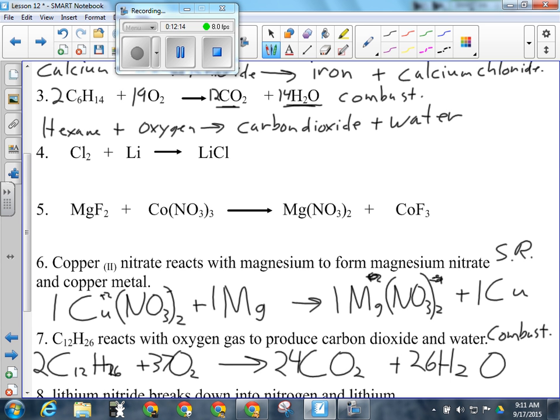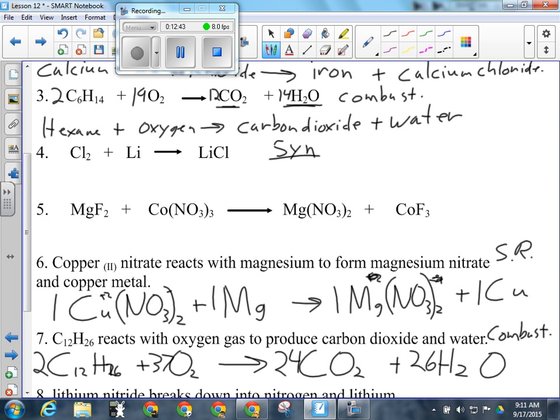Okay, how many people have done number 4? Okay, let's go over number 4 too. I've got chlorine, element, non-metal, reacting with lithium, metal, okay? And that's producing lithium chloride, which is an ionic compound. What kind of reaction is this? It's a synthesis reaction. Now I mentioned yesterday that I trick people on a quiz with something like this every semester, okay? This would have been another example of one of those kinds of questions.